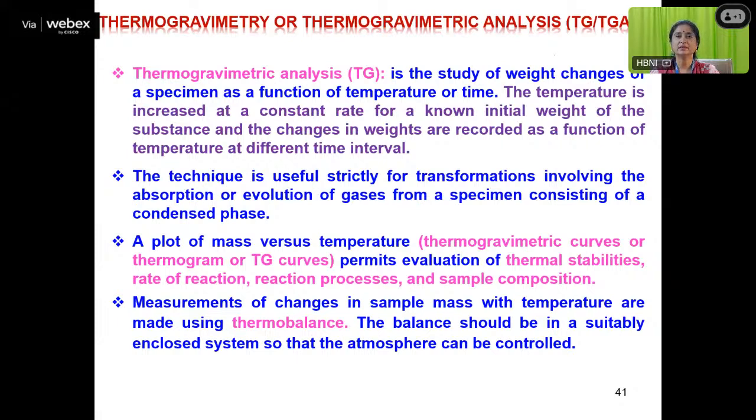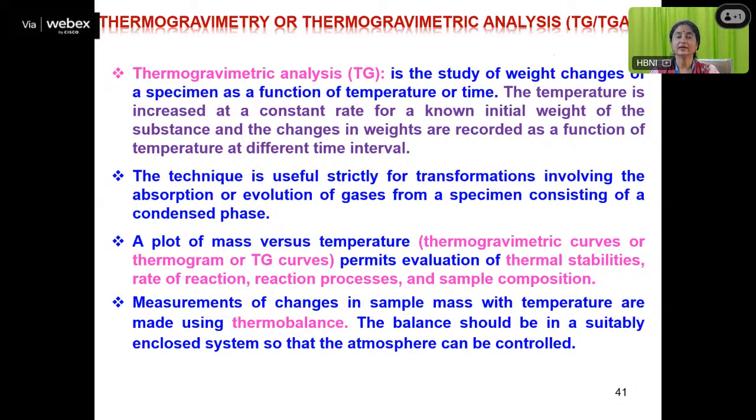The balance should be in a suitable enclosed system so that the atmosphere can be controlled. Now the sample amount we normally take is a few milligrams, let's say 2 milligrams, 3 milligrams, 5 milligrams. So you need to use a very precise balance where you can correctly measure a milligram quantity of sample, first of all.